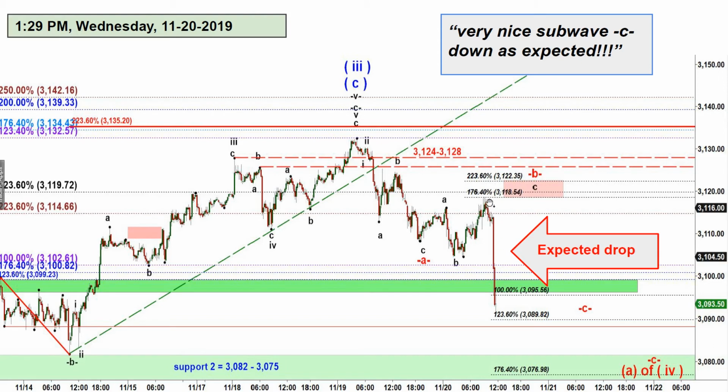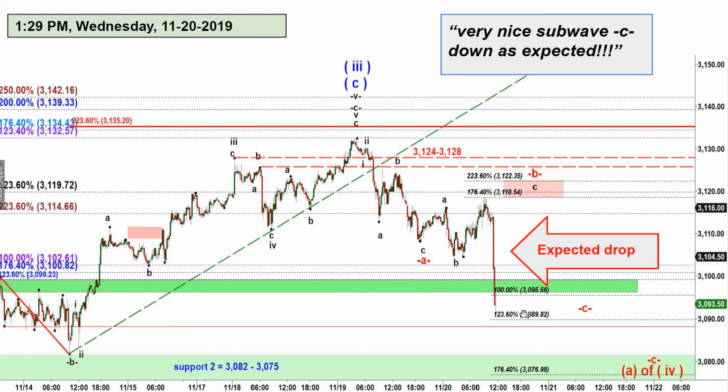As you can see, price could not get much higher than that red target box. It stopped right at the lower edge of the red target box, and this is from where we got a very deep, emotional, impulsive drop into that area, which was located in between 100% extension and 123.6% extension.